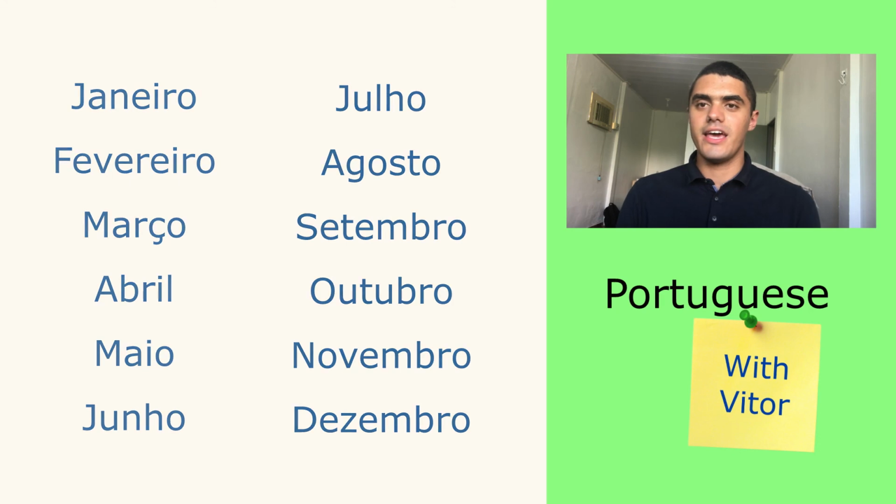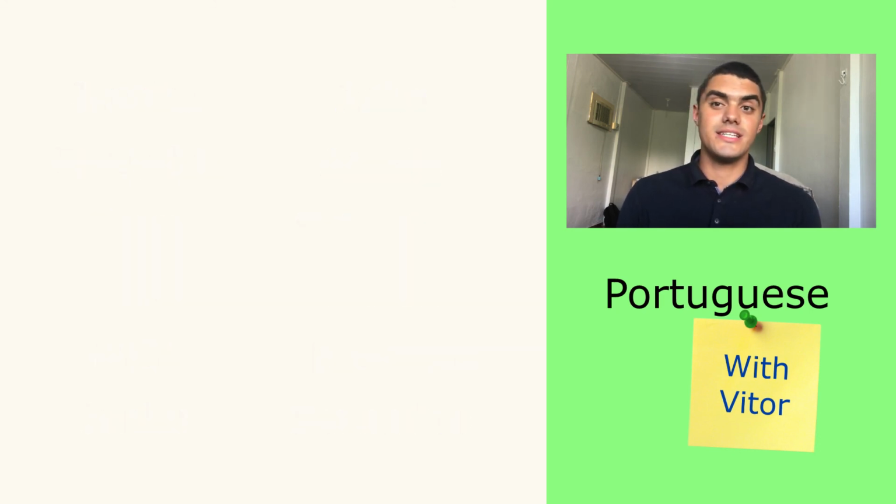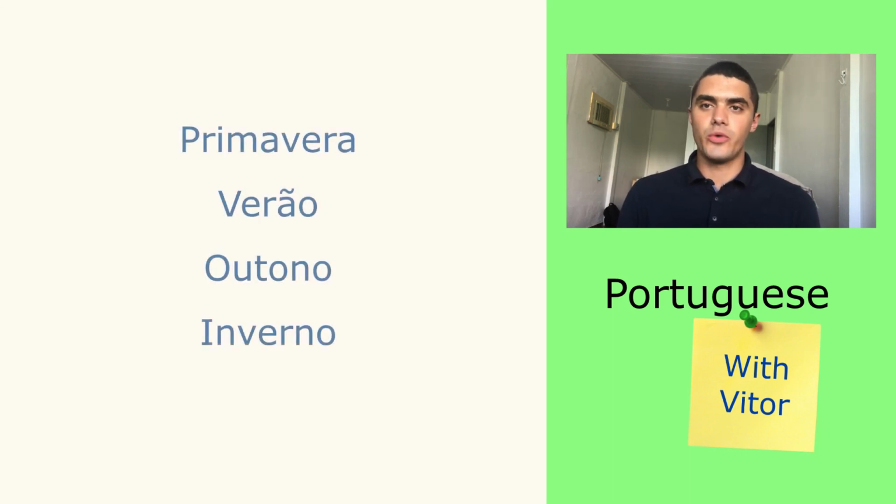Okay? And a bonus I'm going to give you here is the seasons of the year. So we have for spring, primavera, summer, verão, autumn, outono, and last of all, winter, we have inverno. So, only primavera, spring, is feminine. Inverno, verão, and outono, they are masculine. And usually we put the article. A primavera, o inverno, o verão, o outono.